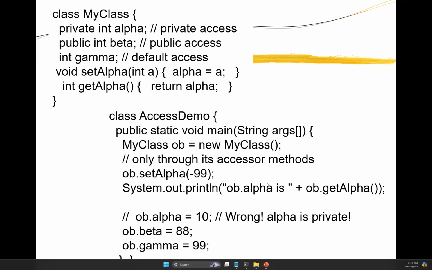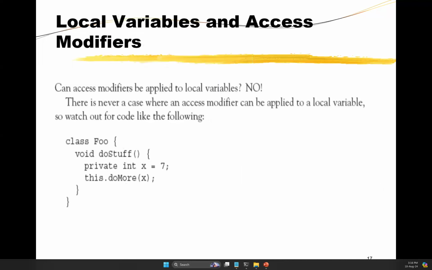Right. Now we have discussed the instance variables and methods, and how to apply the access modifiers. And then remember, for local variables you cannot assign access modifiers. For local variables, there is never a case where access modifiers can be applied. Therefore, remember, access modifiers cannot be assigned to local variables.